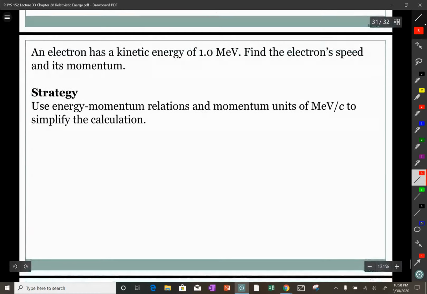Okay, we're getting right here to the end, the next to last slide. An electron has a kinetic energy of 1 mega electron volt. Find the electron speed and its momentum. Okay, this isn't hard. Why is it not hard? Because we know its kinetic energy.